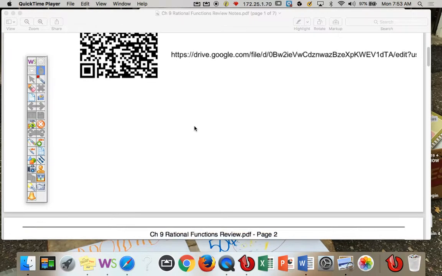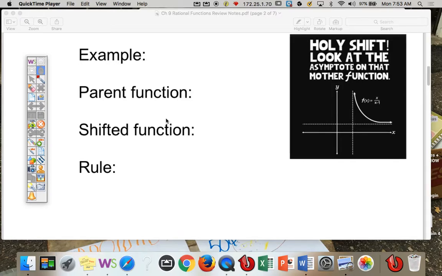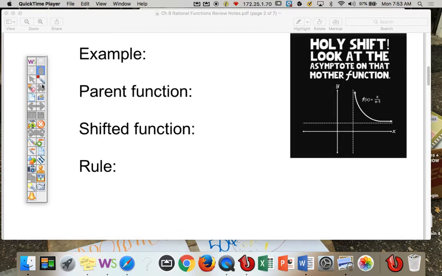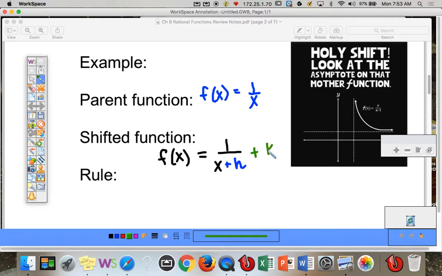Looking at rational functions. For example, we had a parent function, the one we looked at when we did the pennies and the spaghetti problem: f of x equals 1 over x. We learned how to shift the function, and this is a review from first semester. We did a Desmos activity where we had an x, and I'll put plus h here, and then a plus k.